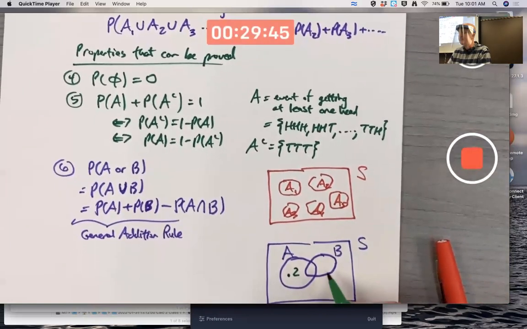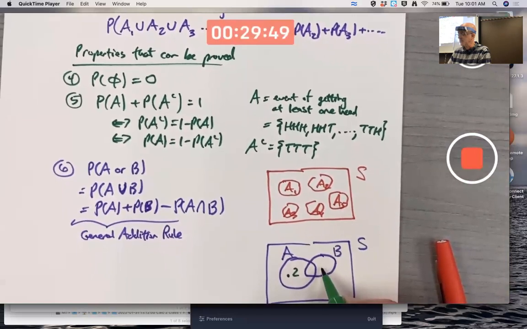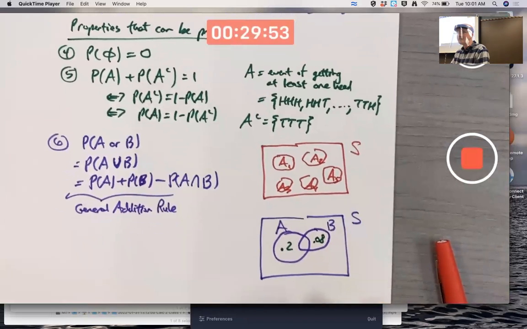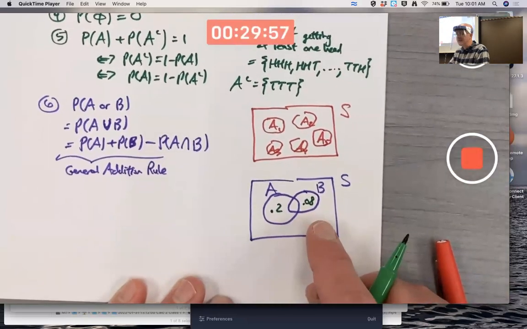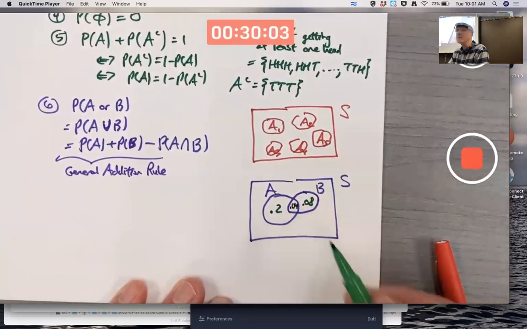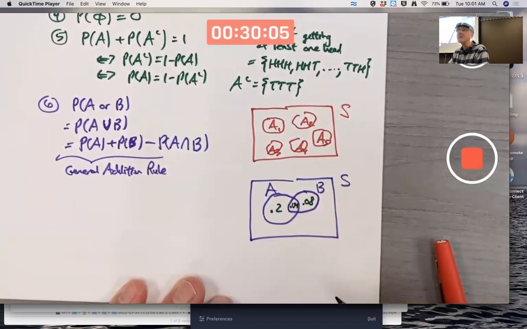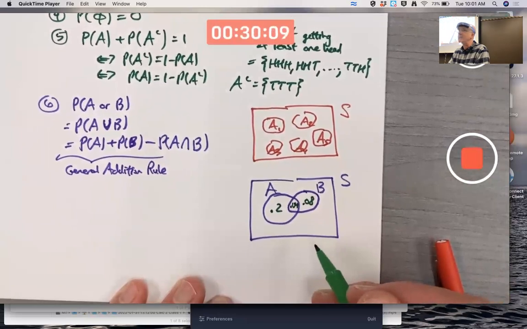The probability of B occurring but not A occurring could be 0.08 or something. Is that big enough? 0.2 and 0.08. The probability of them both occurring, their intersection, let's pretend that's 0.04. And then you'd want to figure out the probability that neither of them occurs.